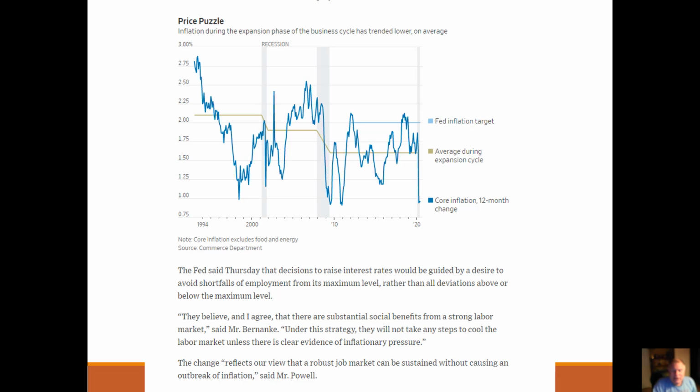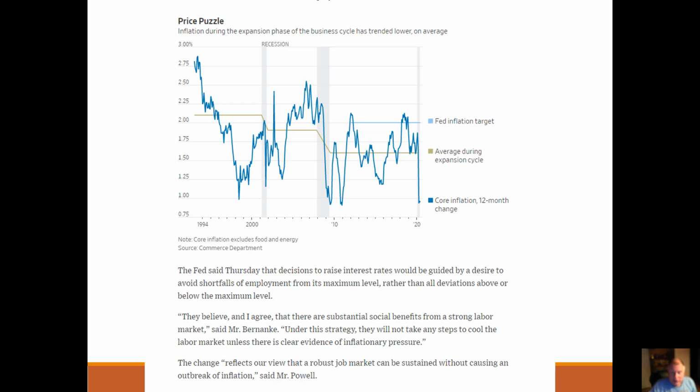Now, what we've seen over the past, this goes back to 94, is inflation at its highest at 2.75. The target is 2%, has been. Okay? And during expansion, we've seen it close to about 1.65. Now, what's happened is we've moved into this. The core inflation is down. Now, that doesn't mean everything is down. That just means this basket of goods is. So food prices are up where other things are down.